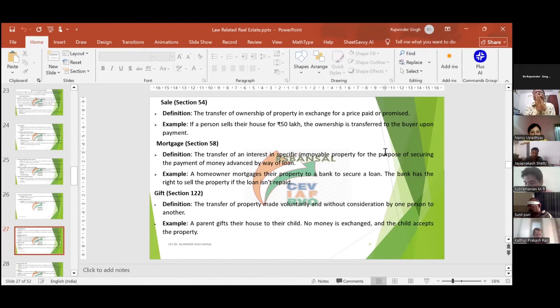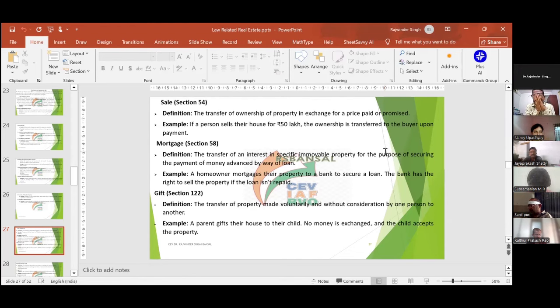So, mortgage is the transfer of an interest in specific immovable property for the purpose of securing the payment of money advanced by way of loan. A homeowner mortgages their property to a bank to secure a loan. The bank has the right to sell the property if the loan is not repaid.